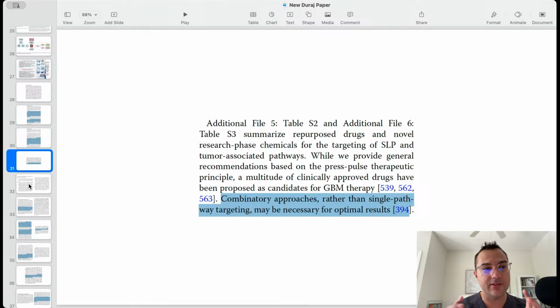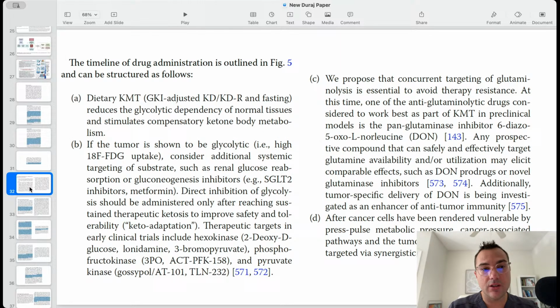It is a whole package, and blocking just one pathway, whether it be glucose or glutamine, or starting to do oxidative therapies without blocking glucose and glutamine, you're not going to be getting the maximum benefit, to say the least.